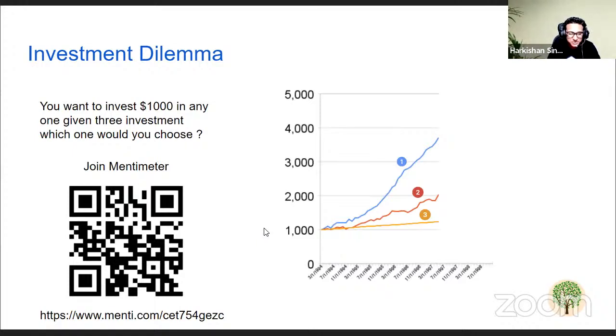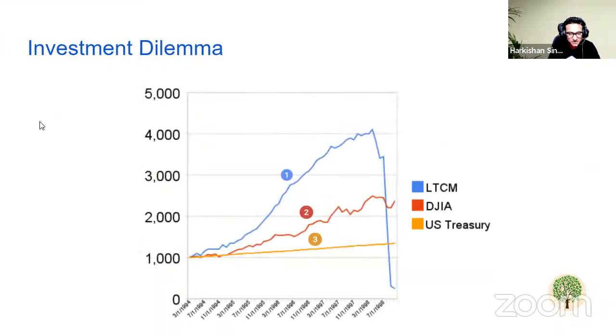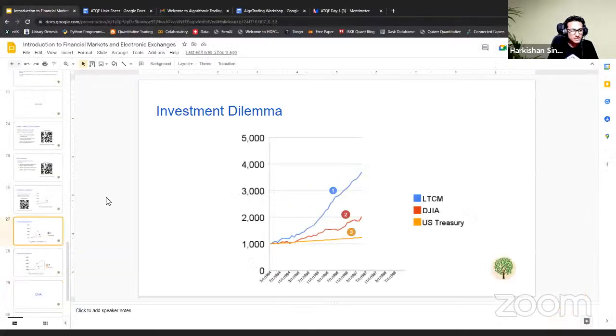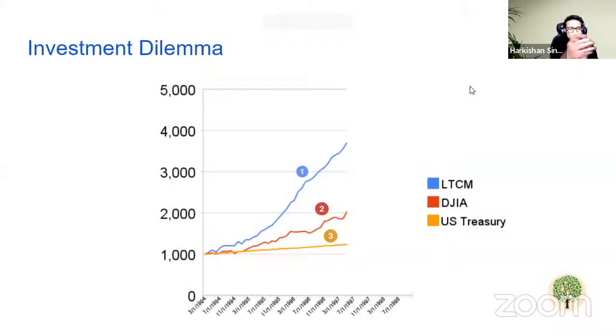Okay, I would give you a little bit of a pointer to this. Oh, sorry, I've revealed it. Okay, so the first one is a fund called Long-Term Capital Management. The second is the Dow Jones Industrial Average, and the third is a US Treasury bond.